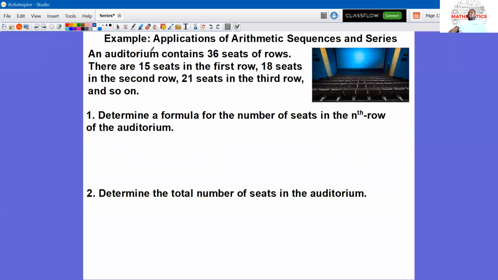Now we want to take a look at some applications of arithmetic sequences and series. This is an auditorium that you see here on the right. It says an auditorium contains 36 rows of seats. There are 15 seats in the first row, 18 seats in the second, 21 seats in the third, and so on and so forth. Determine a formula for the number of seats in the nth row of the auditorium.